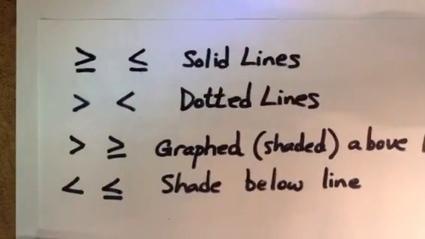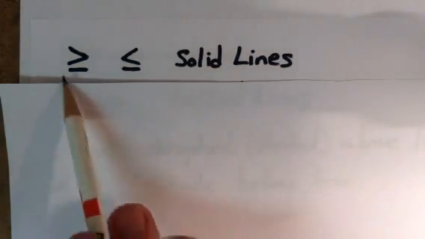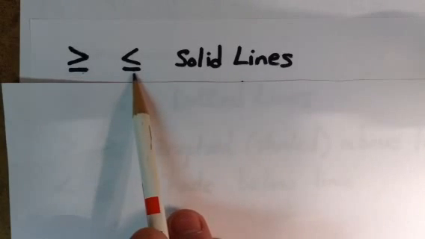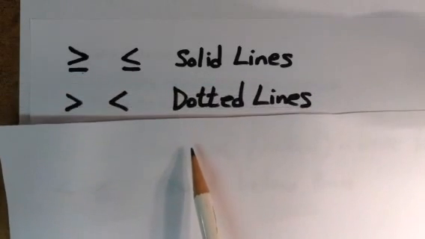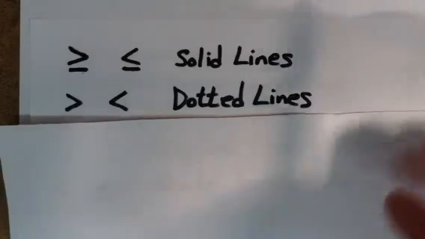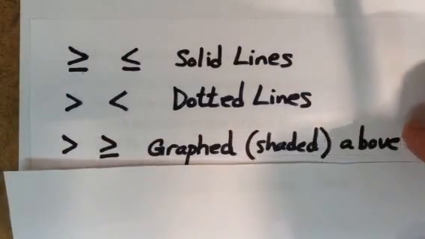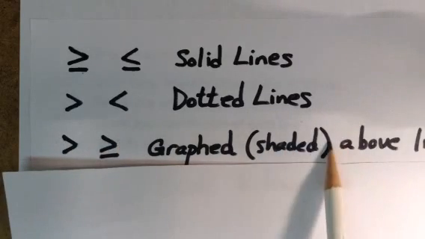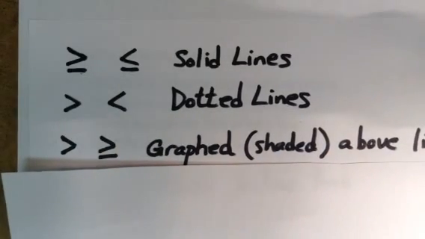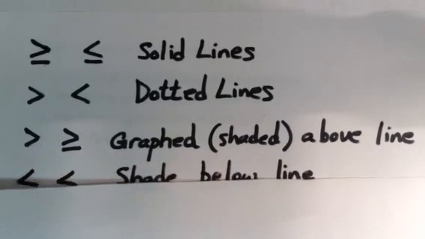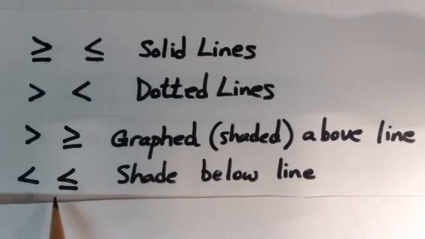Now, just as a quick review, remember, whenever you have solid lines, you have to have the equal to, that little line underneath it. Okay, you're going to use solid lines. When you don't have those, we're going to use dotted or dashed lines. If we graph these with greater than, we're going to shade above the line, and if we go with the less than, we're going to shade below the line. So this is a different way of classifying these.